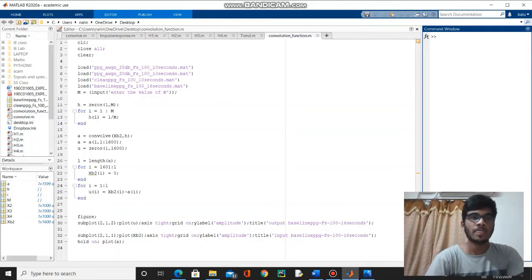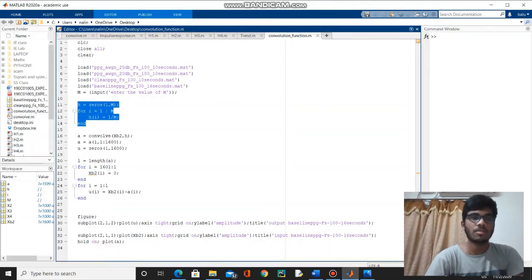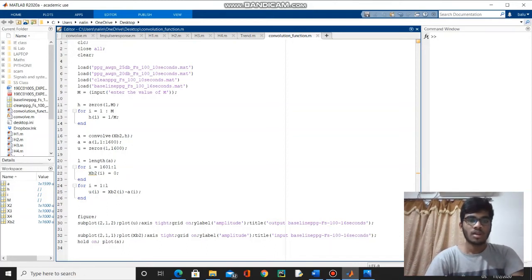As you can see, H is the unit impulse response of the system and A is the convolved output. I have used the convolve function over here to find the convolution output, and then I have used a for loop to find the difference between the input signal and the convolved signal, and stored it in a new variable u, and then I have plotted both graphs.